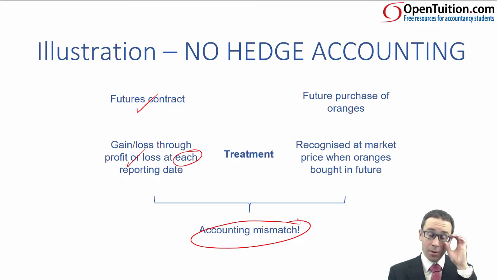We want the gains or losses to appear within the same financial statements or in the same periods. Here, I think it would be better if they appeared in the same period, wouldn't it? So the purchase takes place in the future.